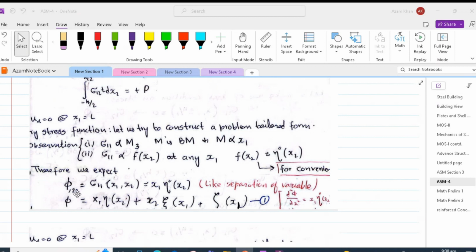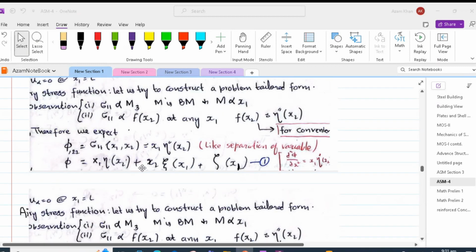So this is a partial differential equation differentiated twice with respect to x2. So we can integrate it twice, and we will get two functions of x1. As we know, in the case of partial differential integration, we get constants with respect to all the variables except the one with which we are integrating. So we get x1 eta x2 plus x2 times psi of x1 plus zeta of x1.